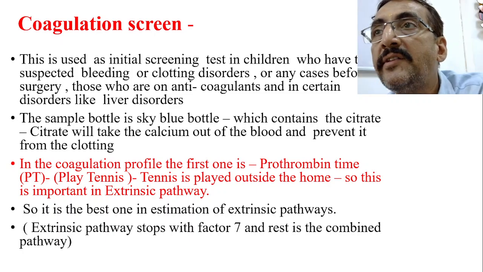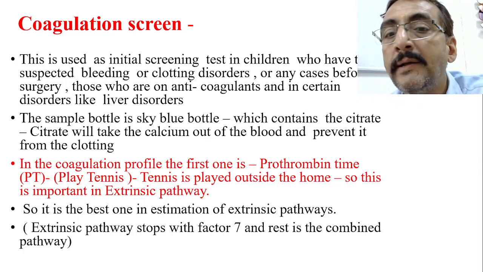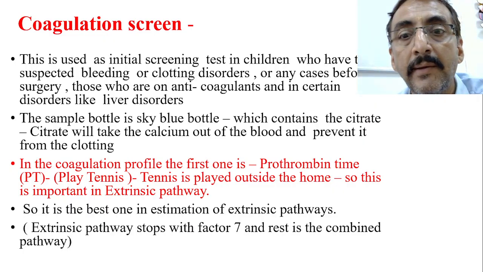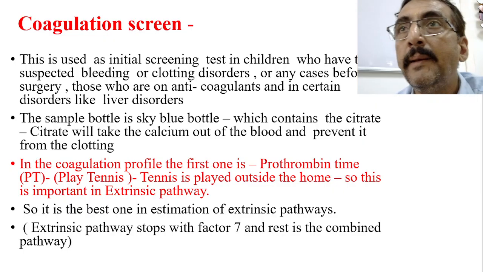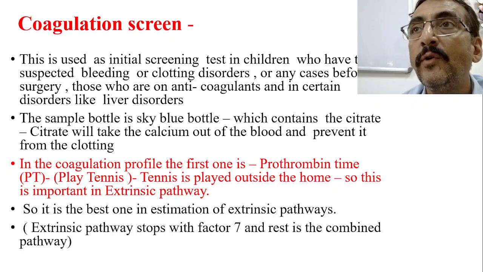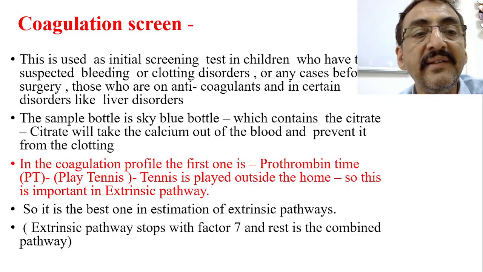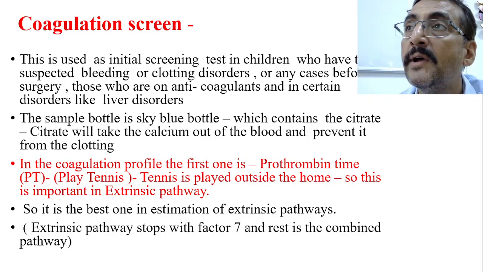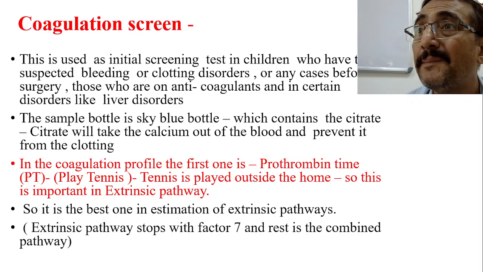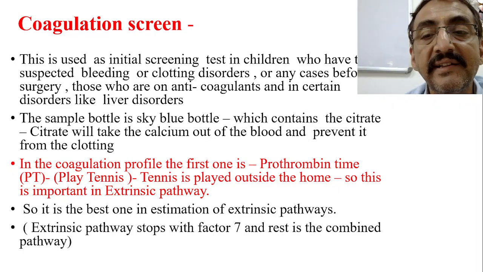That means increased or decreased prothrombin time directly gives an idea of the status of the extrinsic pathway, or problems related to it. PT means, you can remember, play tennis. Tennis is always played outside the home, so PT is a very good indicator for the extrinsic pathway. If the prothrombin time is increased, that suggests some problem related to the extrinsic pathway: factor number 7, factor number 10, then formation of prothrombin, fibrinogen, etc. So it is the best one for estimating the extrinsic pathway.